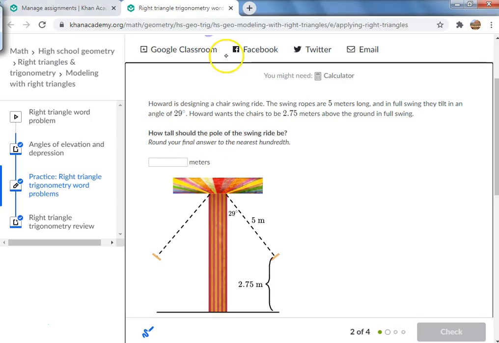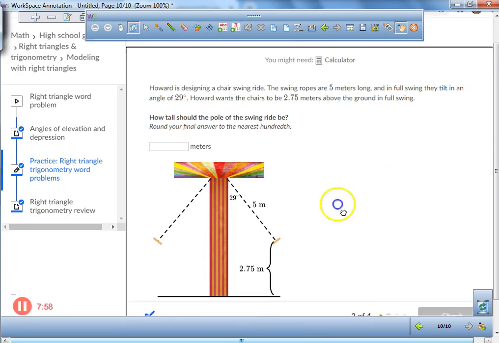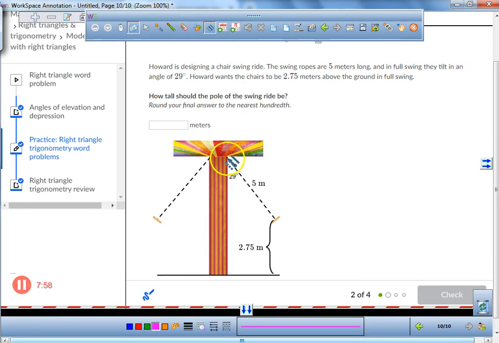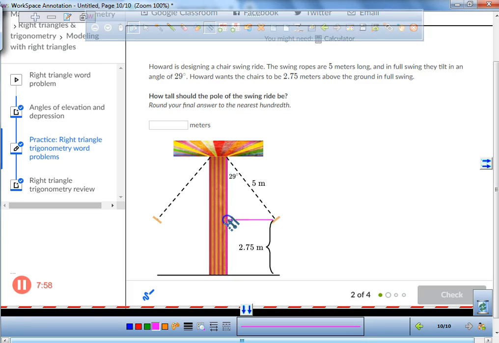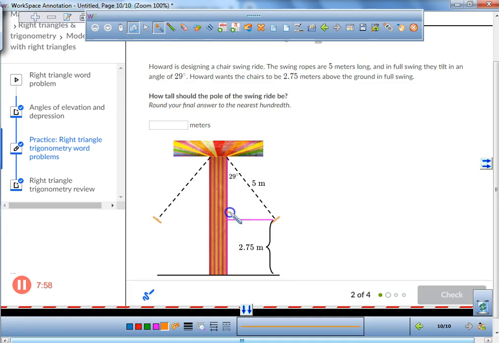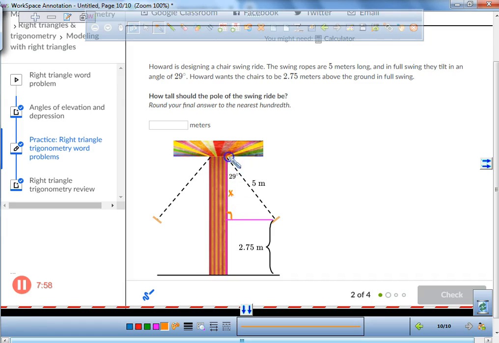Okay, that's easy. All we've got to do is find the length of this long pole right there. What I want you to do is cut this over right here and make a little right triangle. And we already know we have 2.75 right here. So whatever I find for this length from here to here, I'm just going to add 2.75 to it. And it says round it to the nearest hundredth, so we'll just do that.